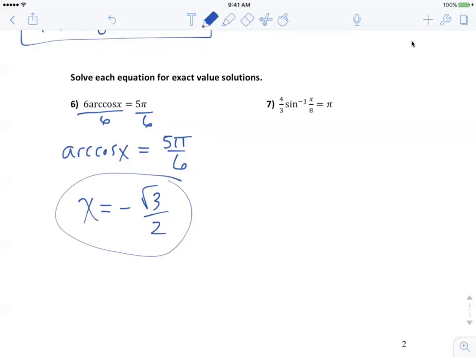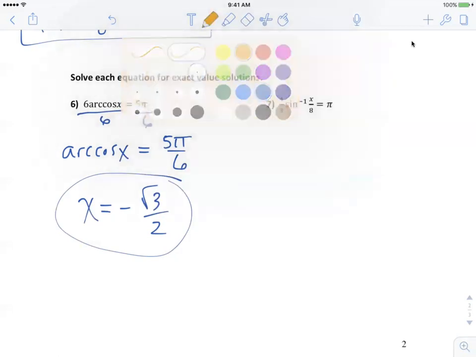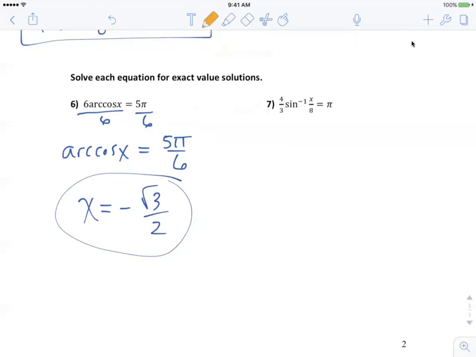So I'm going to, again, isolate that sine inverse function. For this one, my first step is going to be multiply both sides by 3/4. Right, because that cancels out the 3 and the 4. Little algebra there. So now we've got sine inverse of x over 8 equals 3 pi over 4.